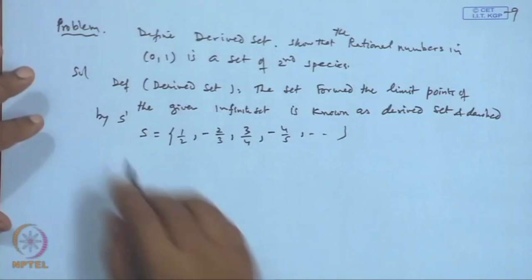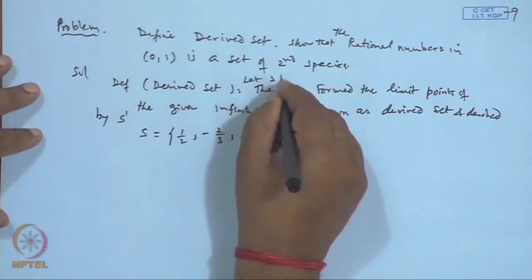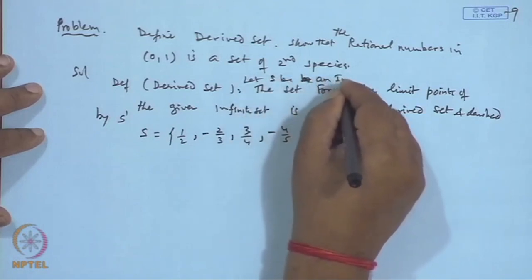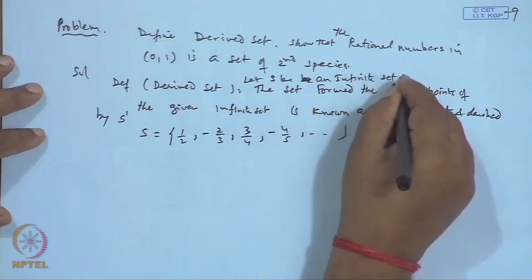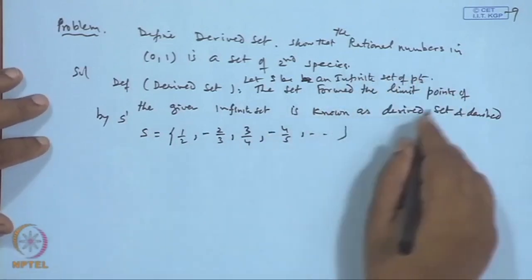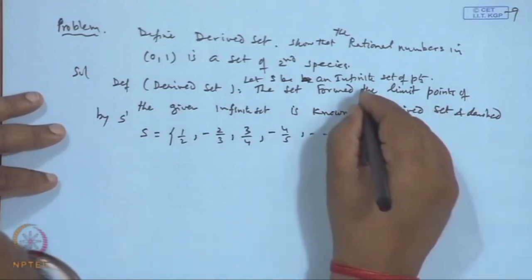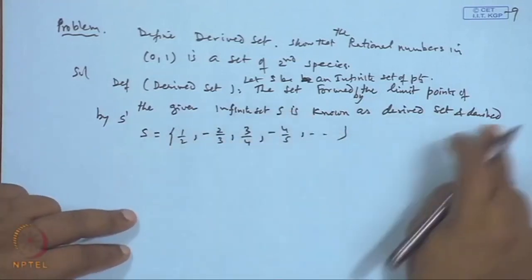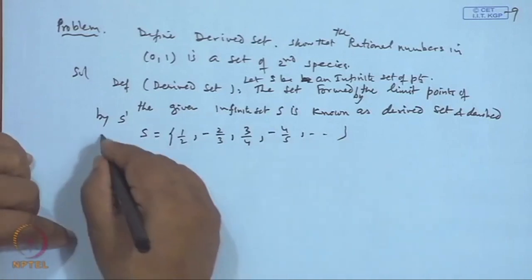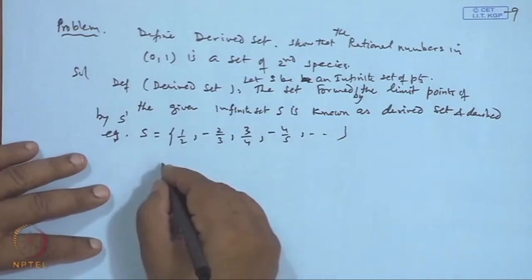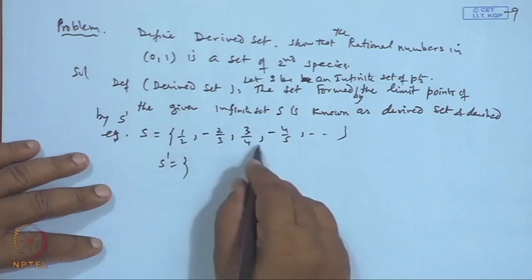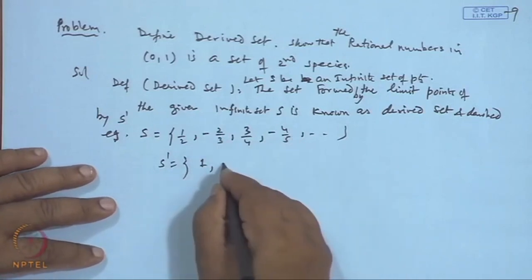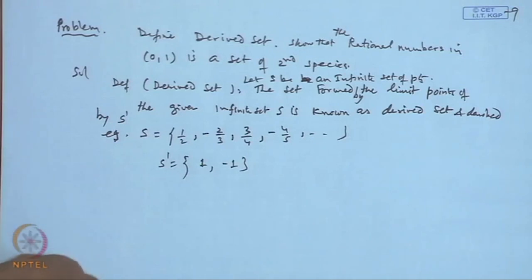Let S be an infinite set of points. Then the set formed by the limit points of the given infinite set S is known as the derived set and denoted by S dash. For example, for this set, with 1/2, 3/4 and so on, the limit point will be 1, and for -2/3 and so on, the limit point will be -1. So this is the derived set having these points.